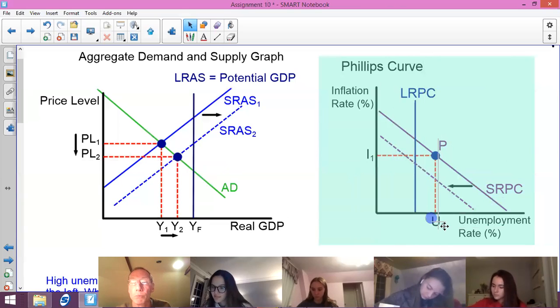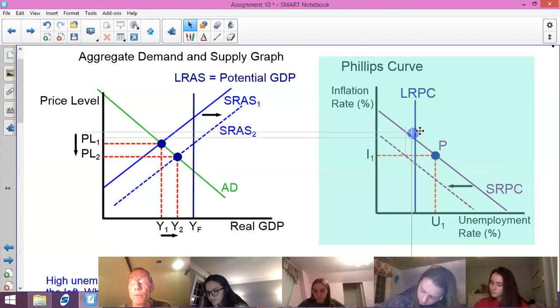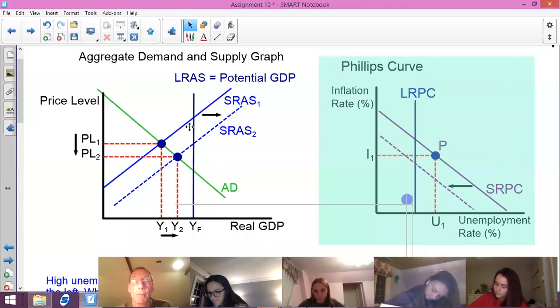Whatever you want to label this, the important thing is that you draw the point P here and not here. If the point was here, you would be below the long run. See, the long run Phillips curve right here is actually showing the same point for employment as this curve is right here.